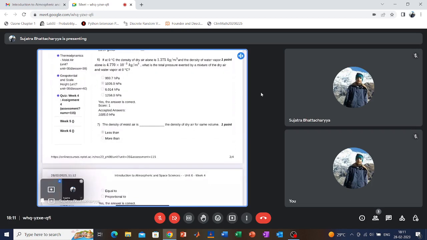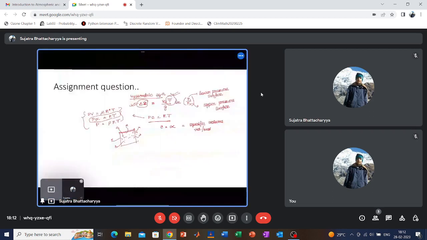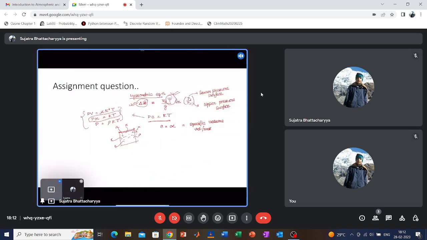The seventh question is, the density of the moist air is dash the density of dry air for the same volume. Well, density is mass per unit volume, but let us consider 1 mole of moist air and 1 mole of dry air.